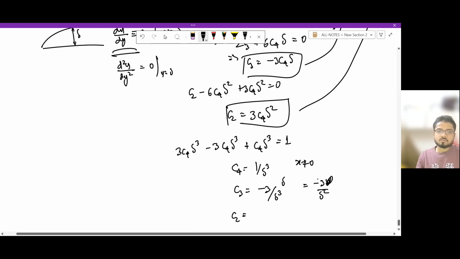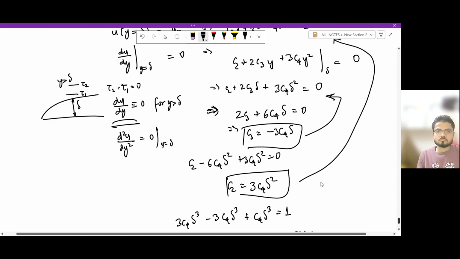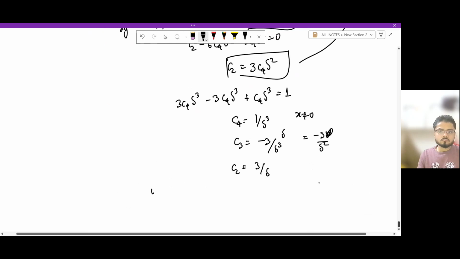And c2 is 3 by delta, yes. So u becomes, c1 is 0, c2 is 3 times y over delta.